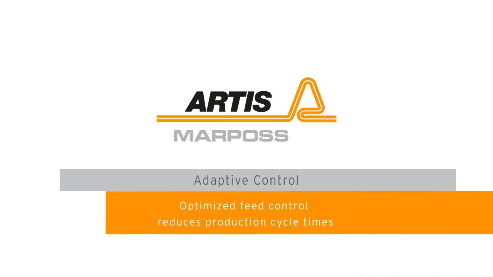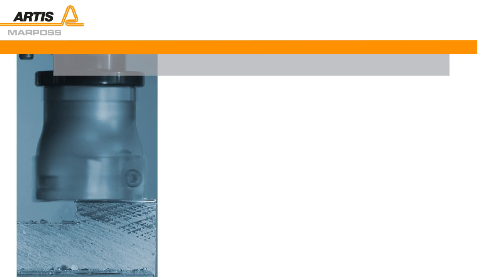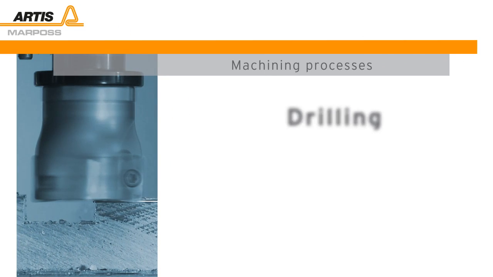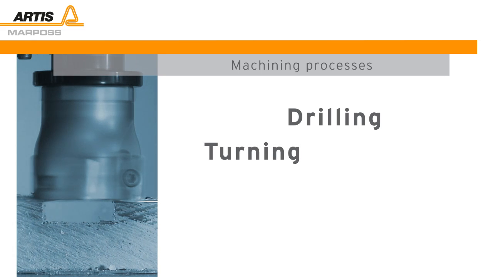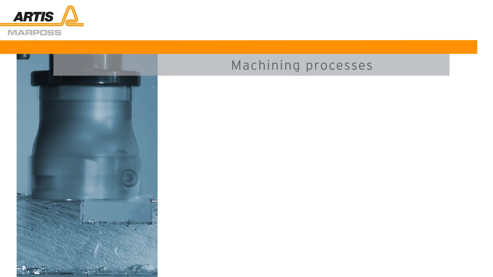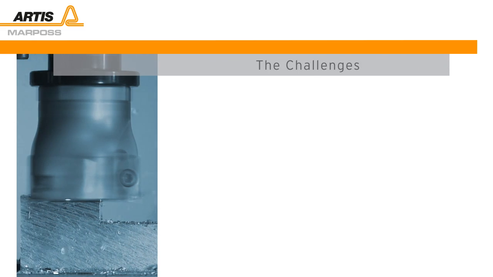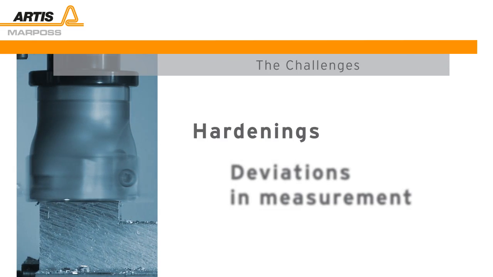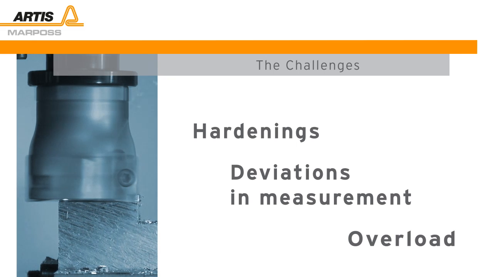Reduce production cycle times by optimizing the feed rate during the machining process. The speed of machining processes is influenced by several factors. To protect both the machine and the tool, the process is slowed down to prevent damage caused by hardenings, deviations in measurements or overload.